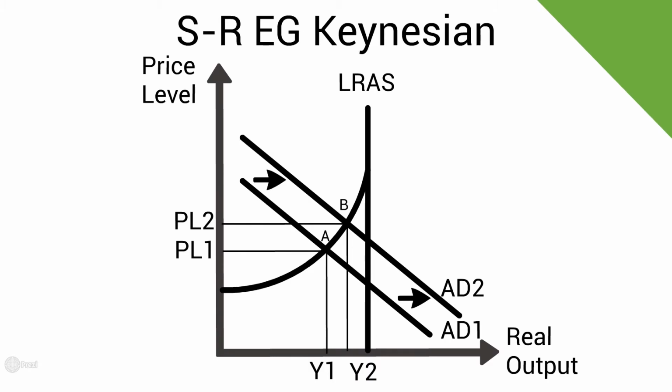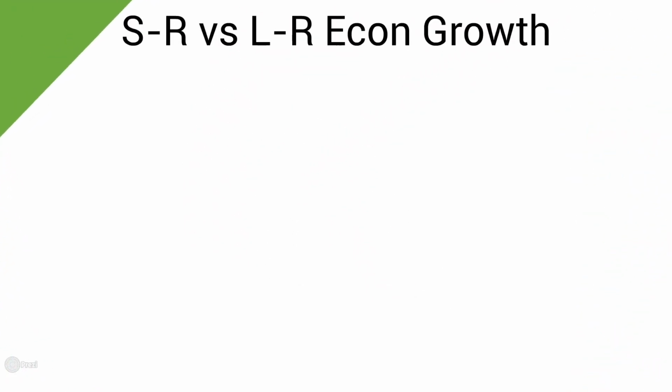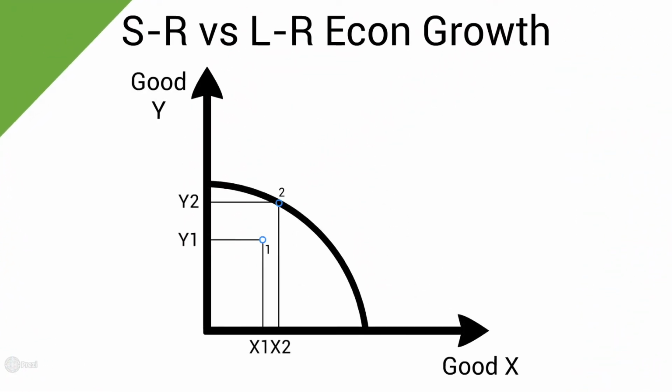We can also show short and long-run economic growth on a PPF curve. Here we have an economy that is producing two goods, good X and good Y. We also have 2 points, point 1 and point 2. The movement from point 1 to point 2 is short-run economic growth.